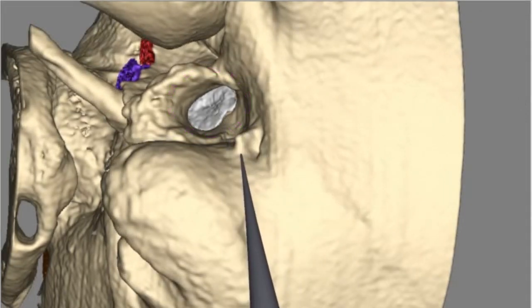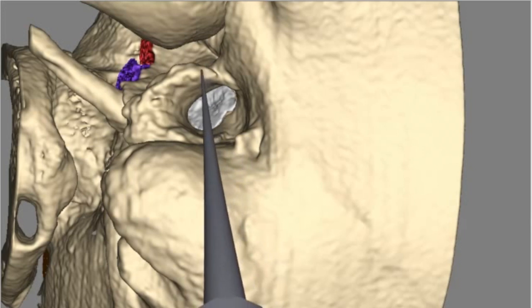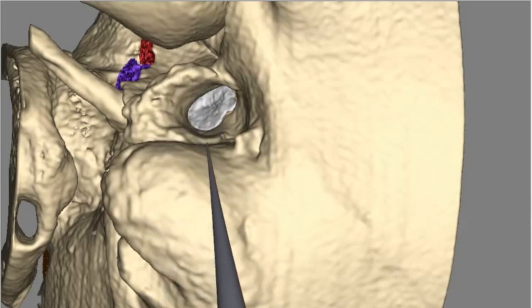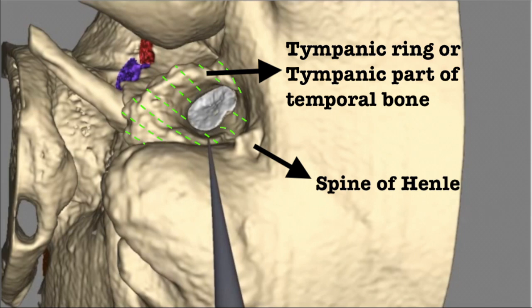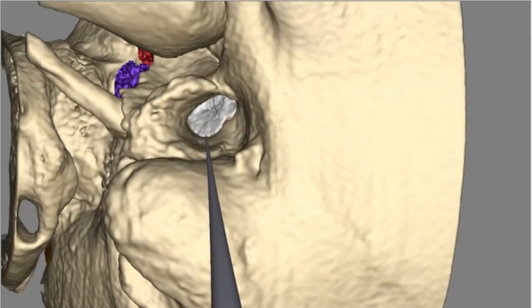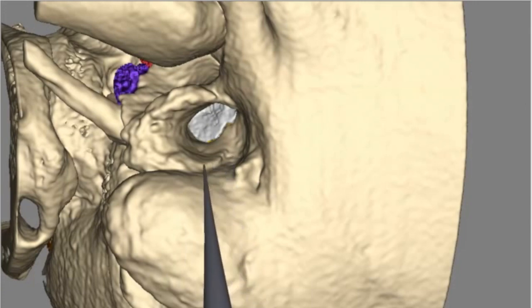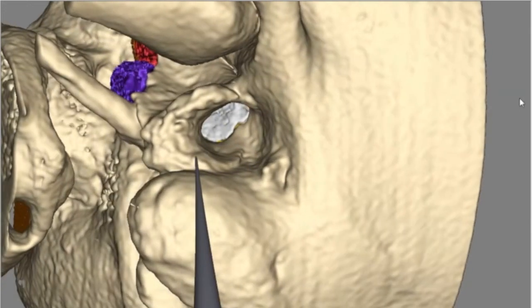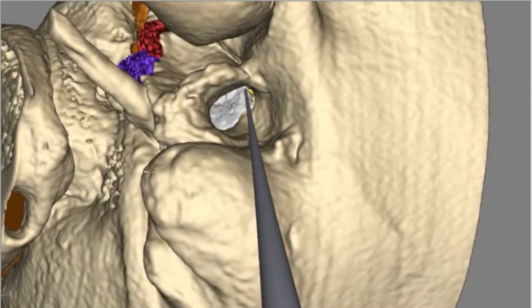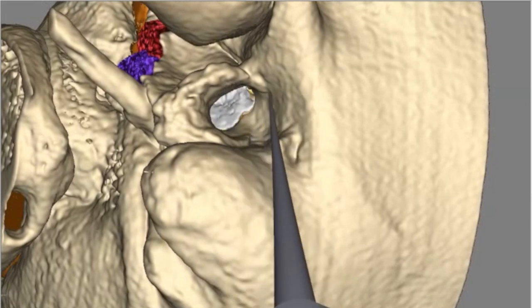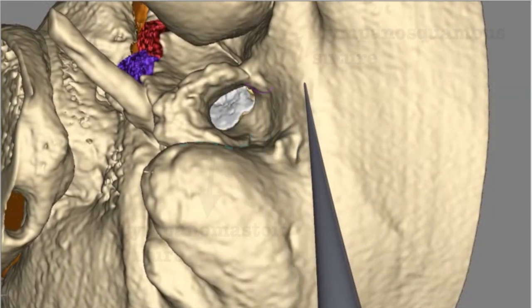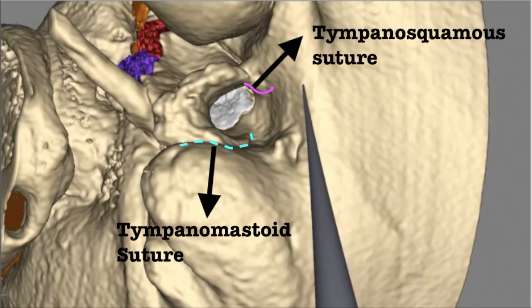This is the spine of Henle. And this is the tympanic part or tympanic ring of temporal bone. Where the tympanic ring meets the mastoid process, we get the tympanomastoid suture line, shown here. And where it meets the squamous part of temporal bone is the tympanosquamous suture line. And these sutures can sometimes be prominent, making ear canal skin raising somewhat difficult.